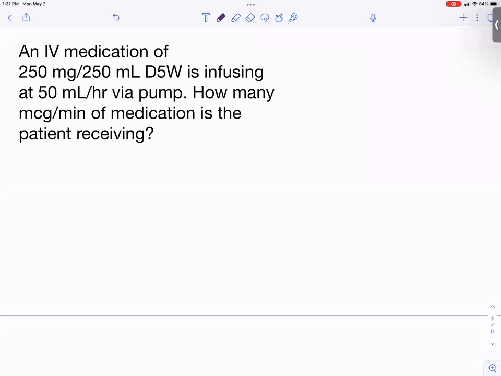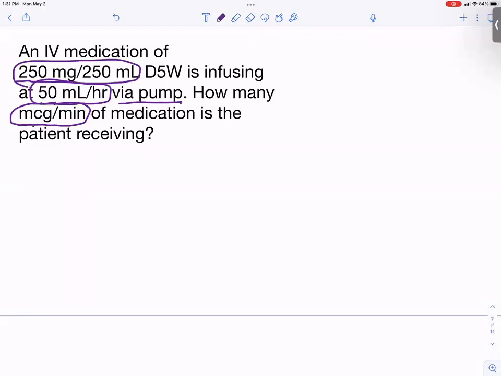So here's a different way. Same kind of problem, just asking for a different answer that you were completely capable of solving. So IV medication, there's 250 milligrams in 250 milliliters of D5W. It's already running at 50 milliliters an hour via a pump. How many micrograms a minute is the patient receiving?